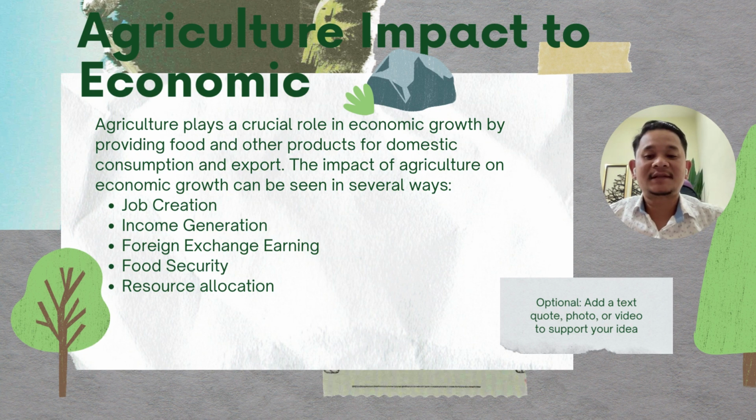The fourth one is food security. Agriculture plays an important role in ensuring food security for our country's population. This is especially important to developing countries where a large part of the population may rely on agriculture for their livelihood and food. The last one is resource allocation. Agriculture can also play a role in allocating resources in an economy. The allocation of resources to agriculture can lead to an increase in output and productivity, which can help to boost economic growth.